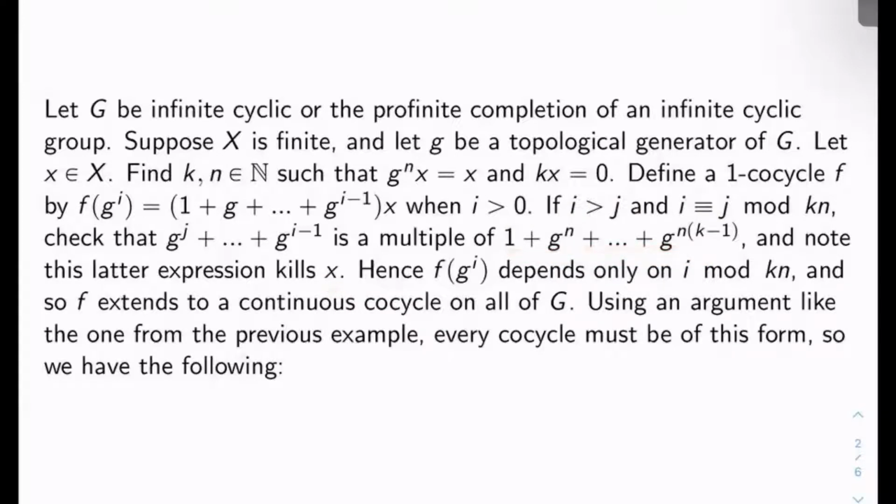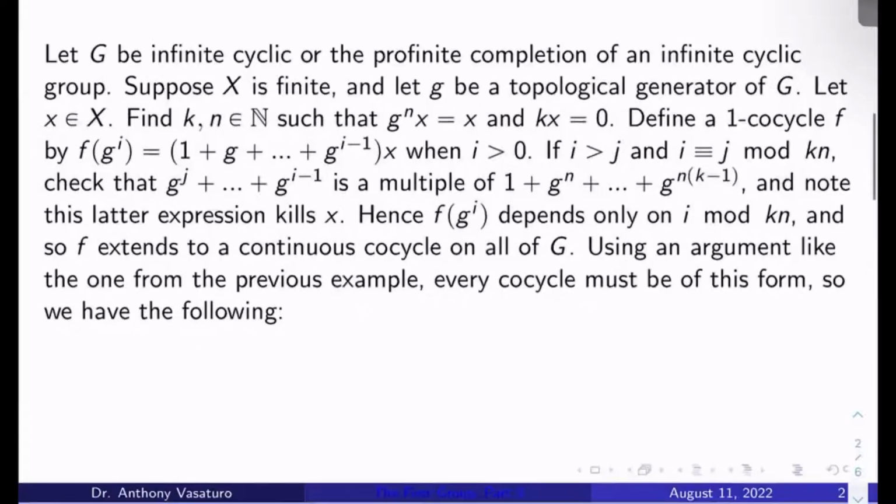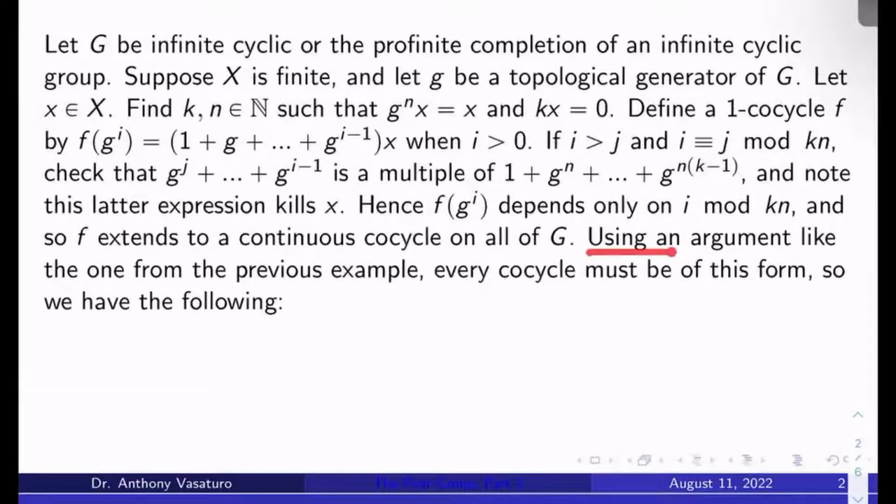Okay, and so what this tells us is that f of g^i depends only on i mod kn. And so you can extend f to a continuous cocycle on all of G, right? If G is just infinite cyclic, you can just extend this definition to the negative integers, for example. And if it's a profinite completion, you can just use density to extend the definition to all of G. If you go back to the previous video and use an argument like the one we gave there, you can check that every cocycle must be of this form, actually. And so there's one per x.